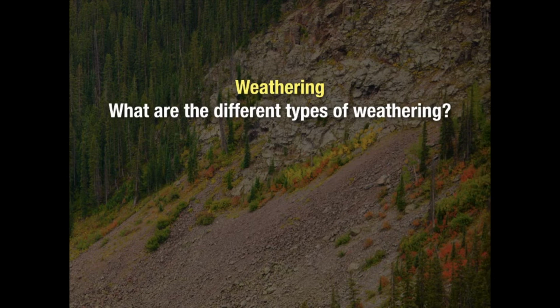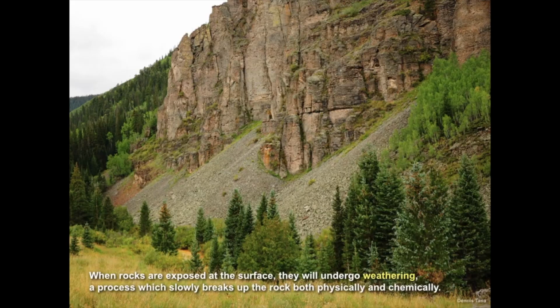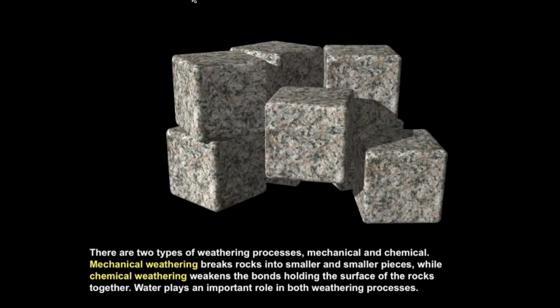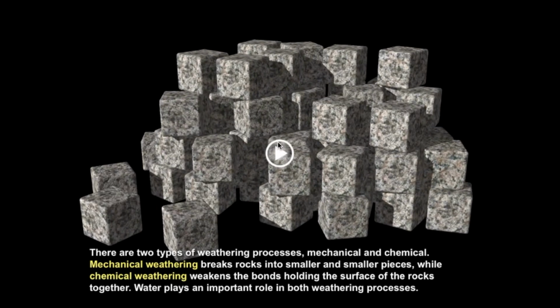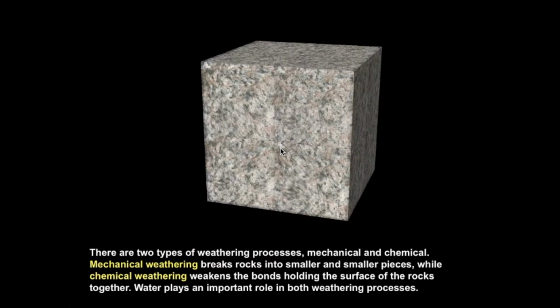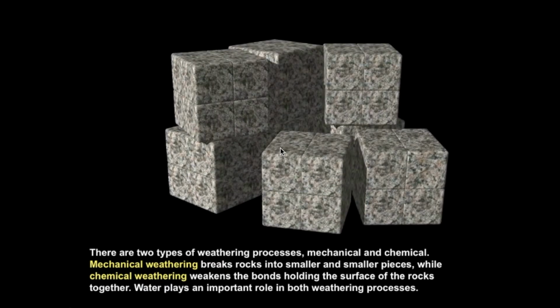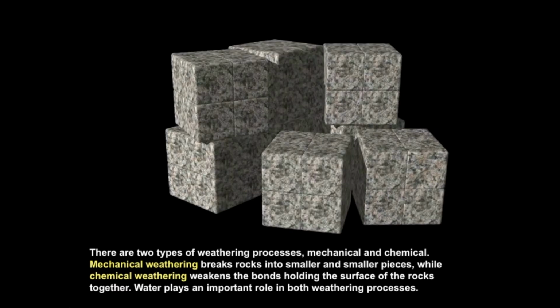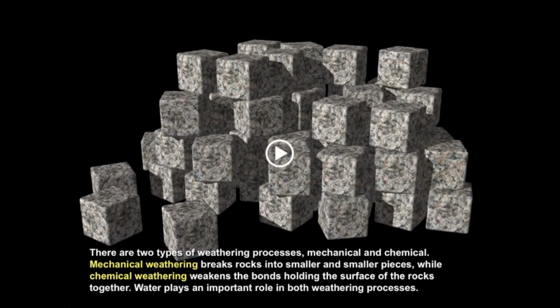Weathering. What are the different types of weathering? When rocks are exposed at the surface, they will undergo weathering, a process which slowly breaks up the rock both physically and chemically. There are 2 types of weathering processes, mechanical and chemical. Mechanical weathering breaks rocks into smaller and smaller pieces, while chemical weathering weakens the bonds holding the surface of the rocks together. Water plays an important role in both weathering processes.